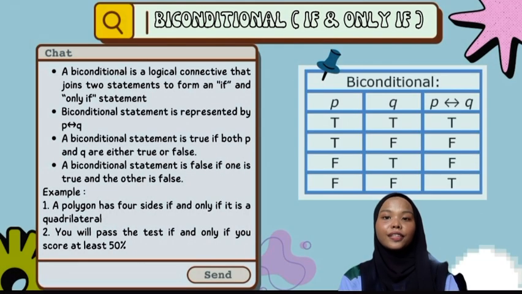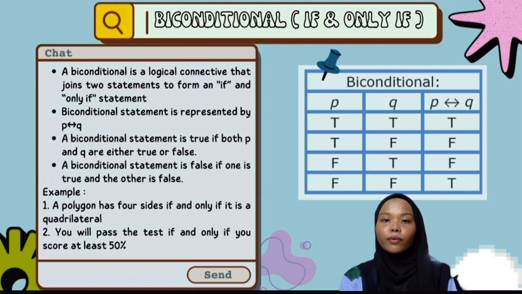Biconditional. A biconditional is a logical connective that joins two statements to form an "if and only if" statement. A biconditional statement is represented by P if and only if Q. It is true if both P and Q are either true or false. It is false if one is true and the other is false.